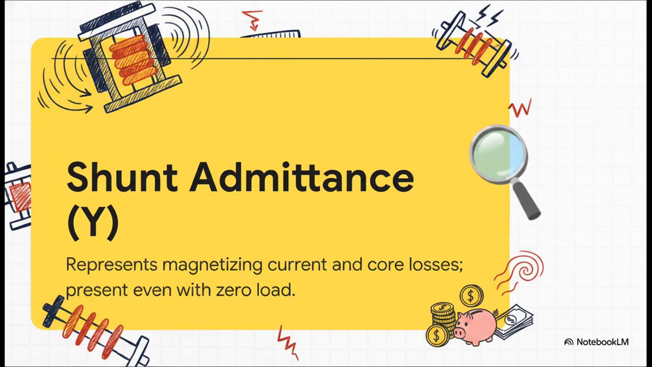Now here's a little industry secret. For most practical system studies, engineers simplify things even further and actually drop this shunt branch entirely. They just keep the series impedance because it completely dominates fault and load flow behavior.